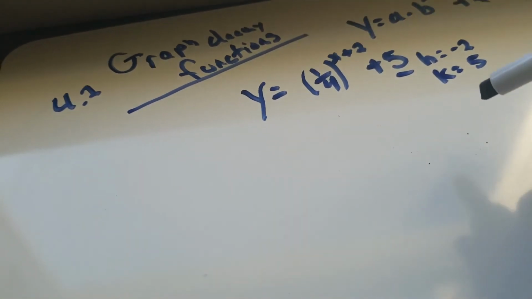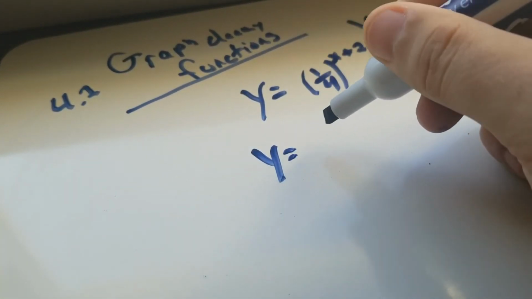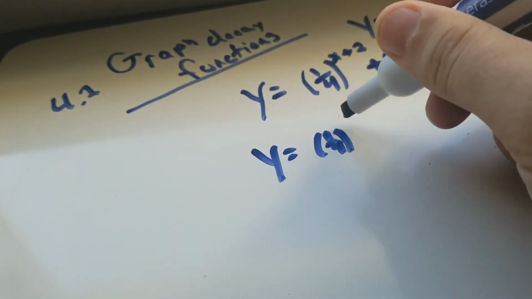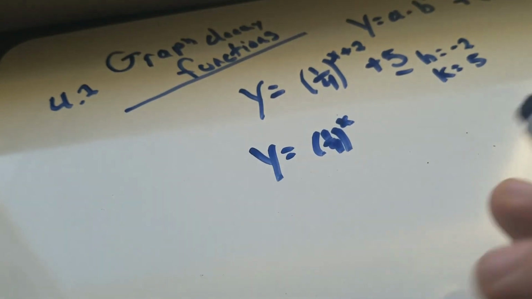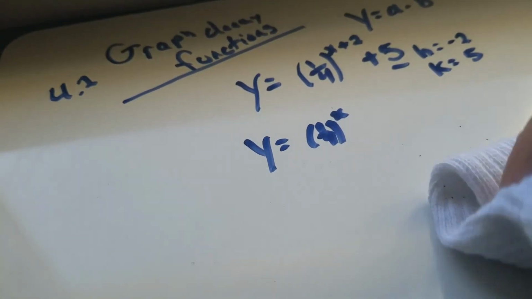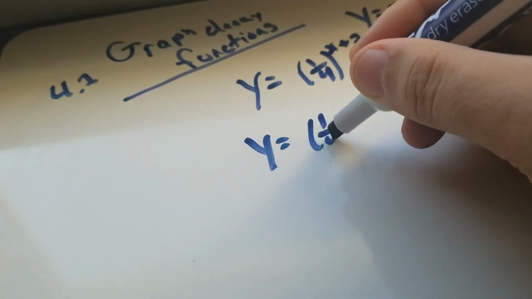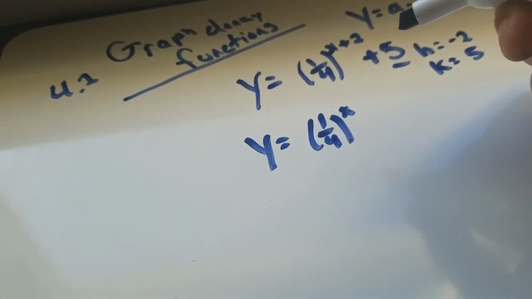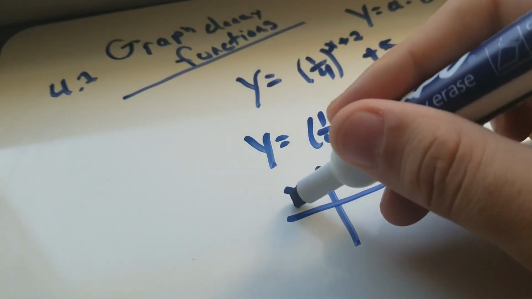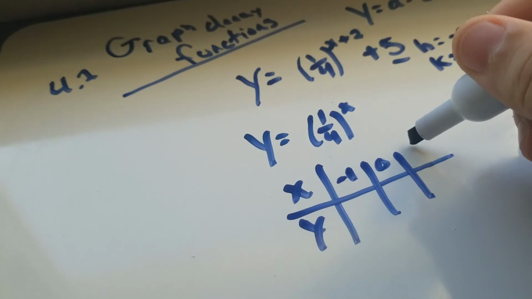So let's now rewrite our equation as the base form. So I'm going to go 1/4 with no horizontal or vertical shifts, no h or no k. So 1/4, and that looks a bit sloppy, so I'm going to rewrite it. But it's going to be just 1/4 to the x power. Okay? So then we're going to make our table, x, y. This is going to be the base table.